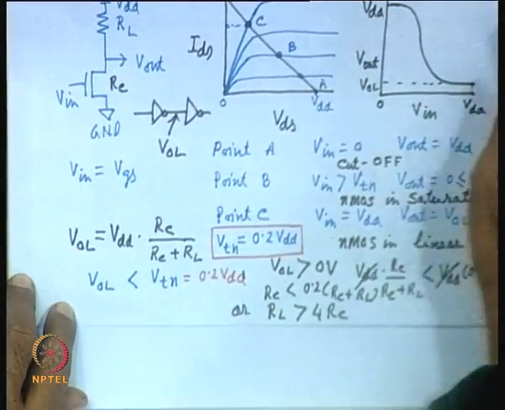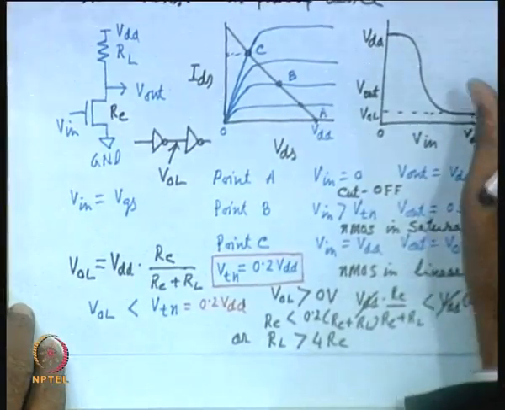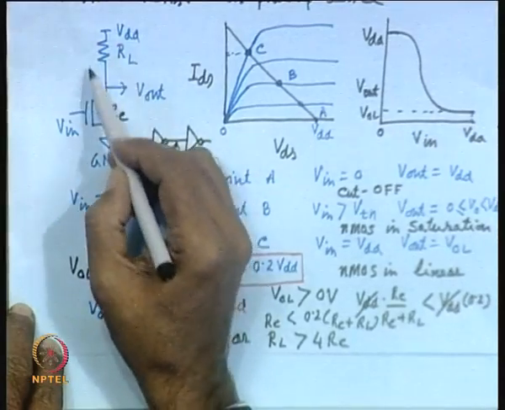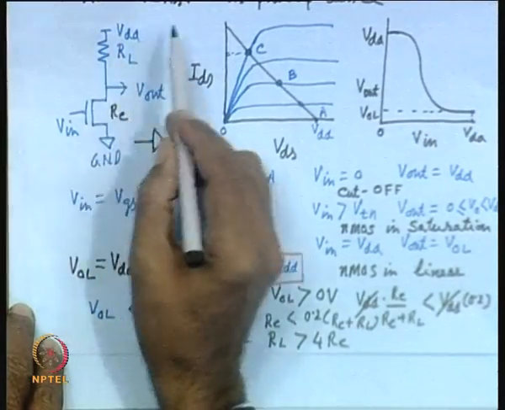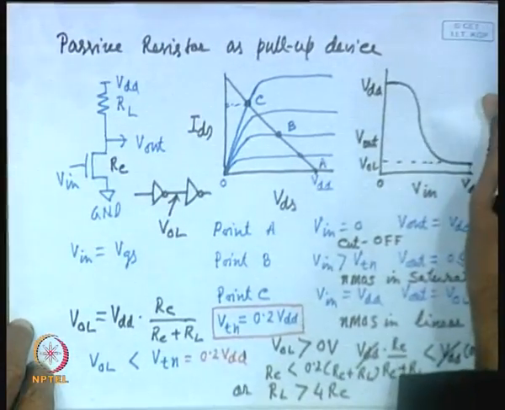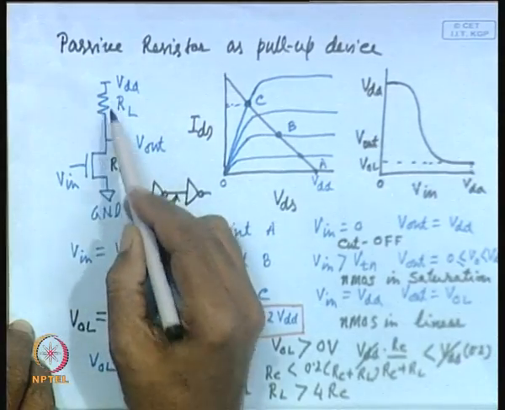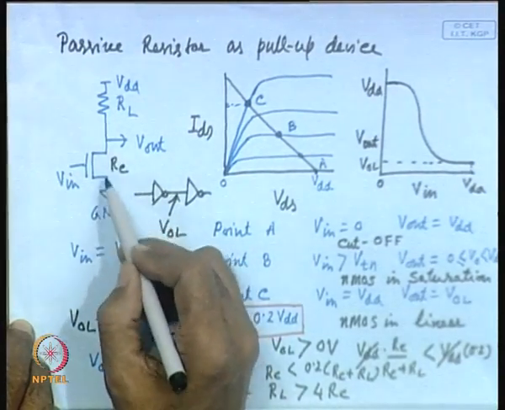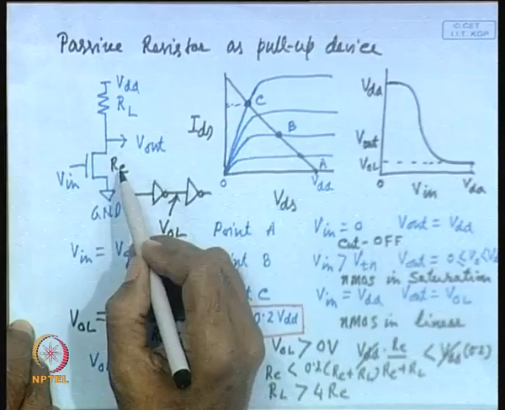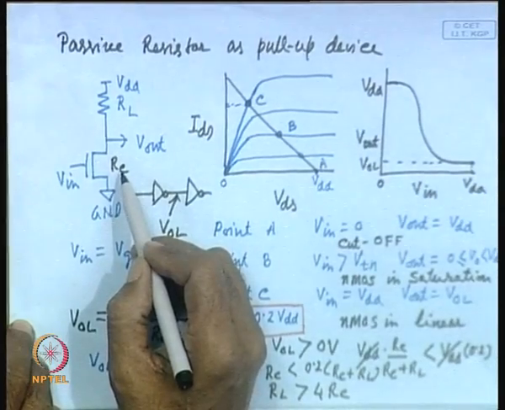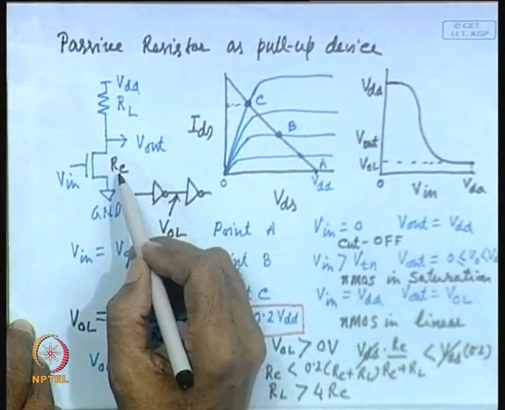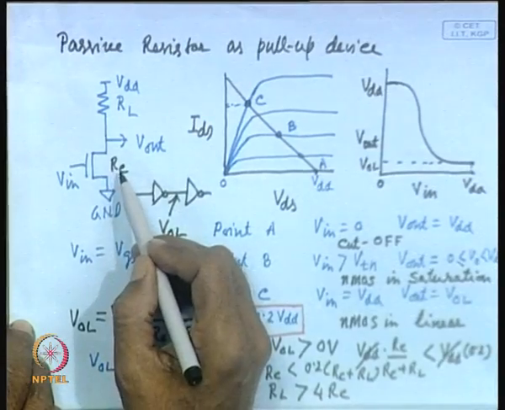That means, the resistance of this load resistance, the passive resistor that you have put, has to be at least 4 times the resistance of this channel resistance RC. So, that is a very stringent requirement. Without that, it will not operate as an inverter. Its operation as an inverter is not acceptable.